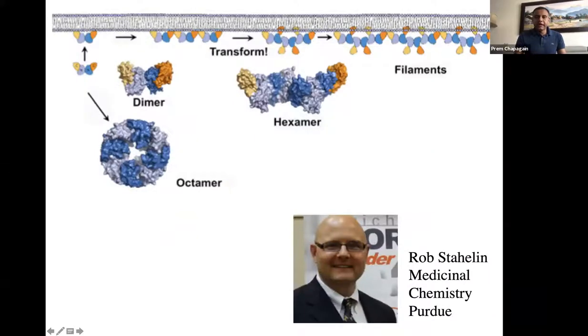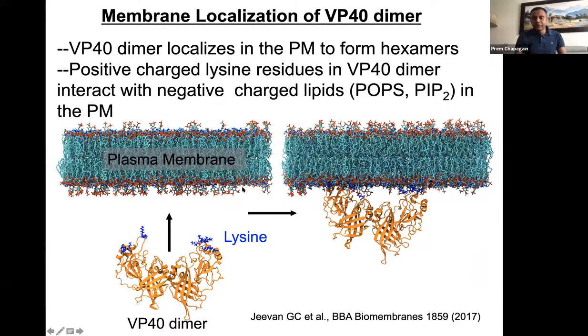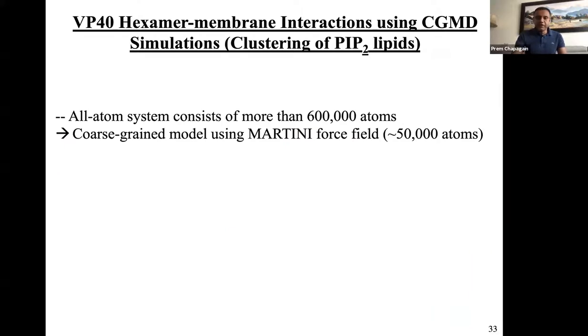We started looking at this, and we collaborated with Rob Stalin from Purdue University, an experimentalist virologist who works with membranes and viruses. And so we decided to simulate them. We put the plasma membrane with the appropriate membrane composition, and then we let the protein, a dimer, drift towards the membrane and see how it interacts. The simulation was able to give us details of exactly which residues were involved in these interactions.